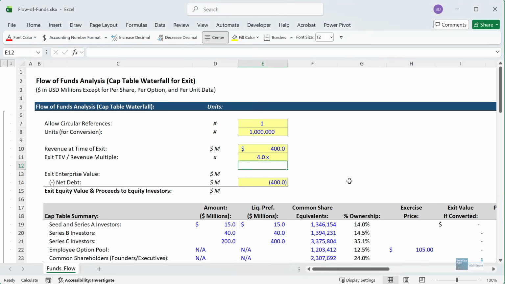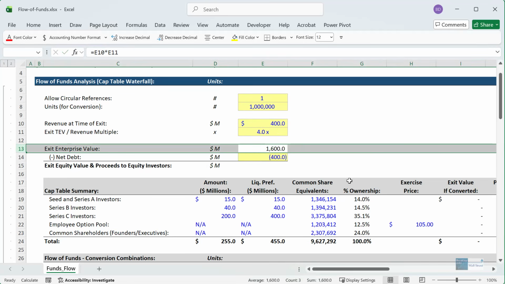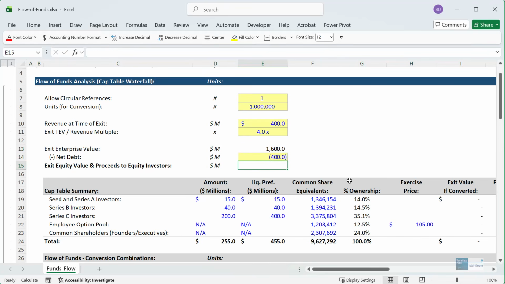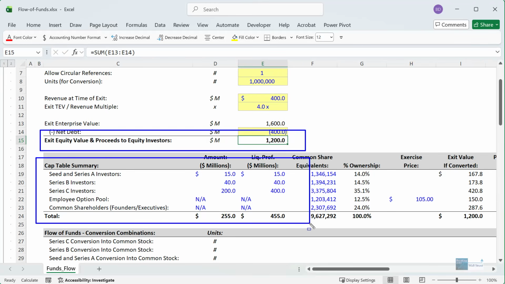Going through this from top to bottom, our typical starting point in a flow of funds analysis is the exit price for the company. This is normally based on a multiple of revenue or EBITDA or some other similar financial metric. So we're saying $400 million in revenue and a 4x revenue exit multiple here. So the exit enterprise value is $1.6 billion. We subtract the net debt to get to the exit equity value. And this is important because these are the proceeds that are actually available to go to the shareholders, the VC investors, the employees, and the founders here.